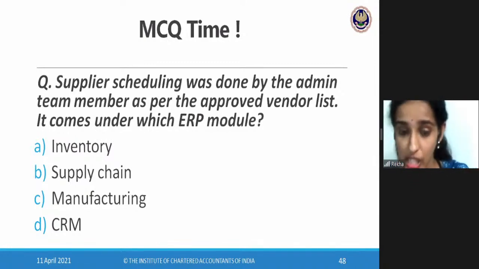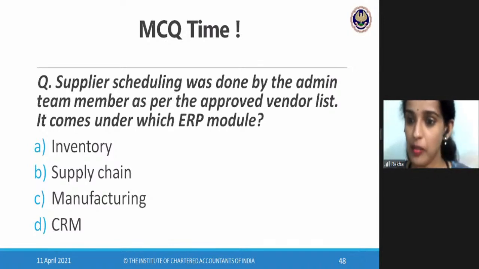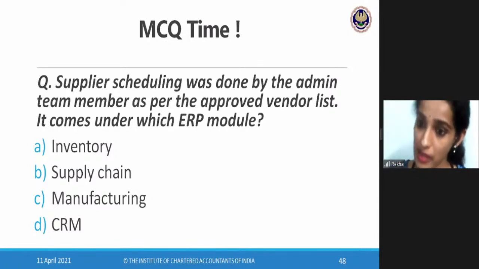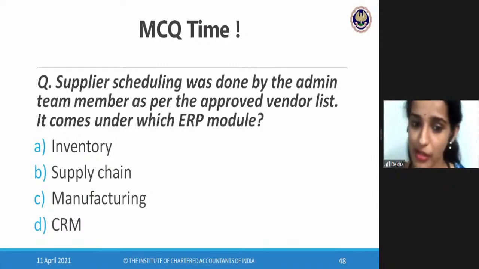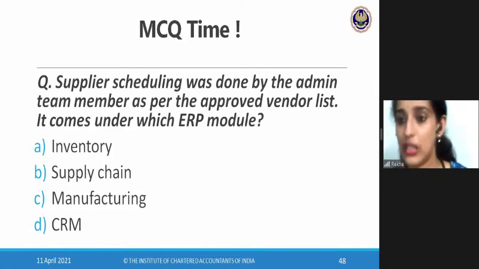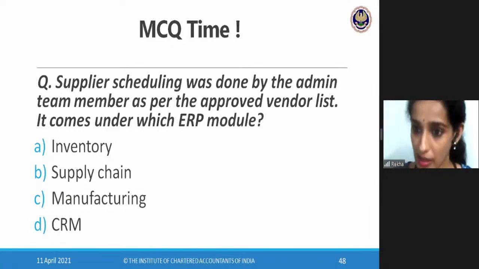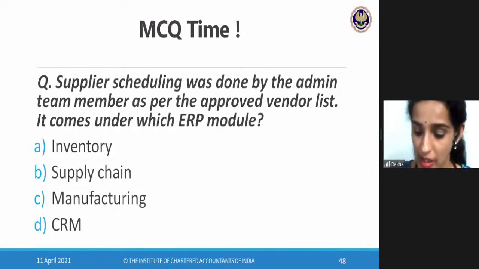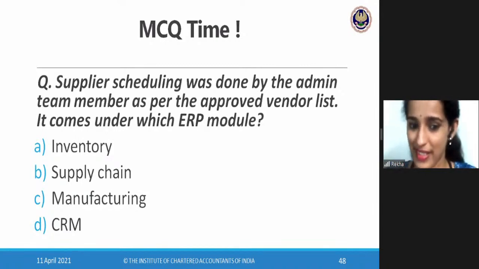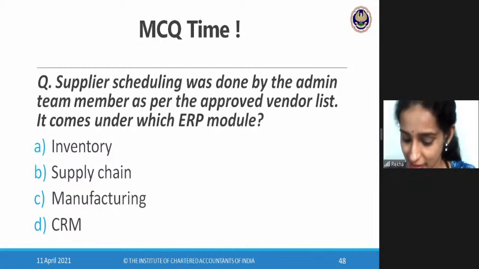Customer supplier scheduling. Scheduling means procuring the raw material months before they announce the deal. I told you, months before they announce the deal itself, they'll be scheduling the suppliers, procurement of raw material, how the transportation has to be done, who are the persons in charge of that, all that will be done. So which module actually does that? Is it inventory? Is it manufacturing? It's not manufacturing, it is supply chain.